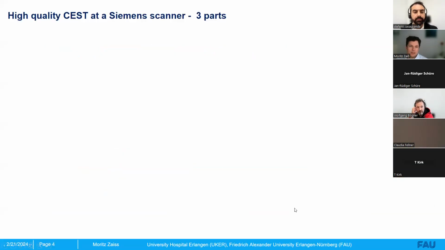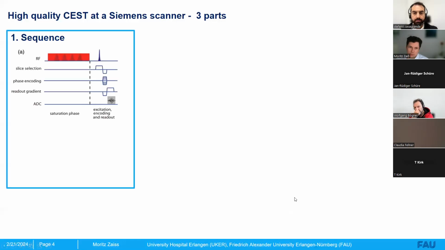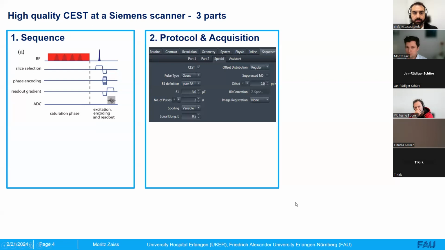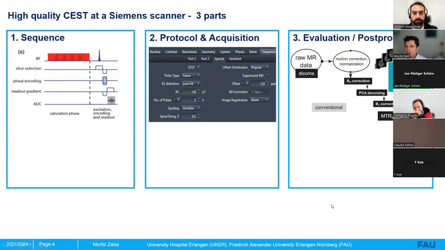So how do we get high quality CEST at a Siemens scanner? Well, we need three parts. First of all, we need a sequence. The second part is a protocol, and we have to acquire it at the scanner. And then we need some evaluation and post-processing tools. These are the three parts I'm going to talk about today.